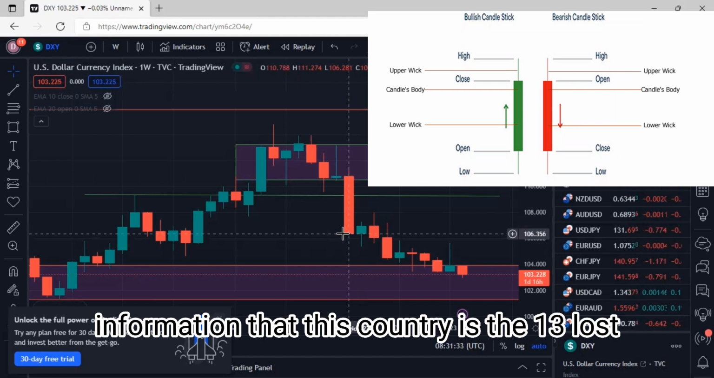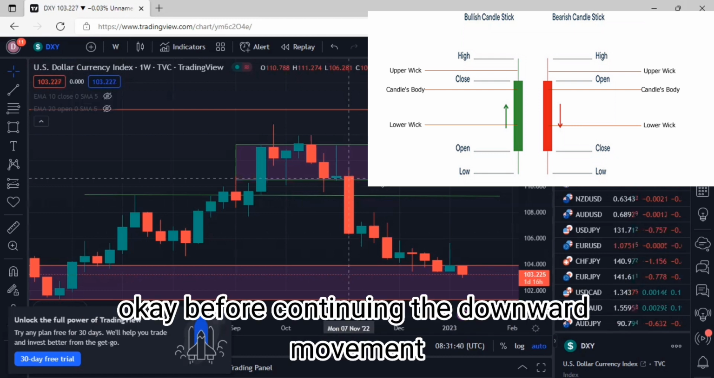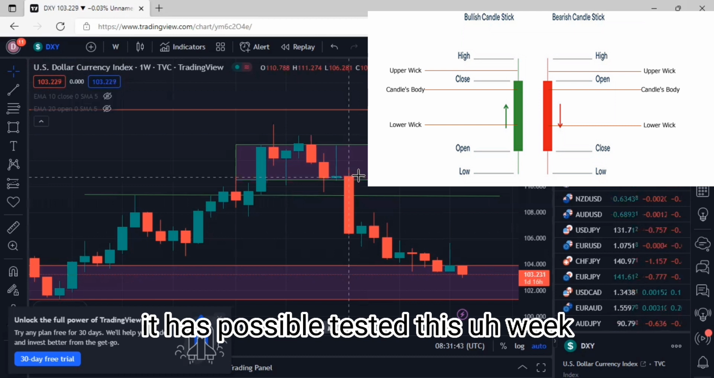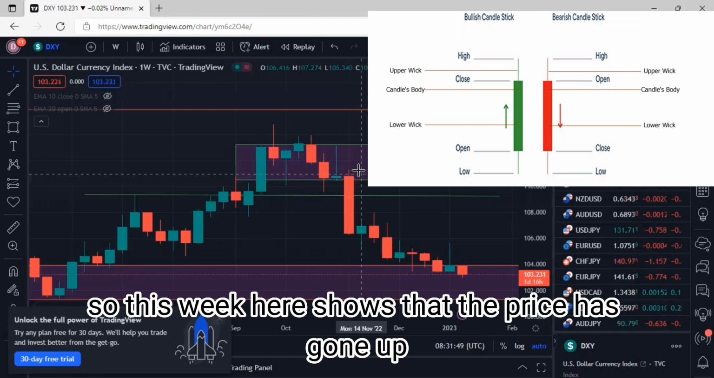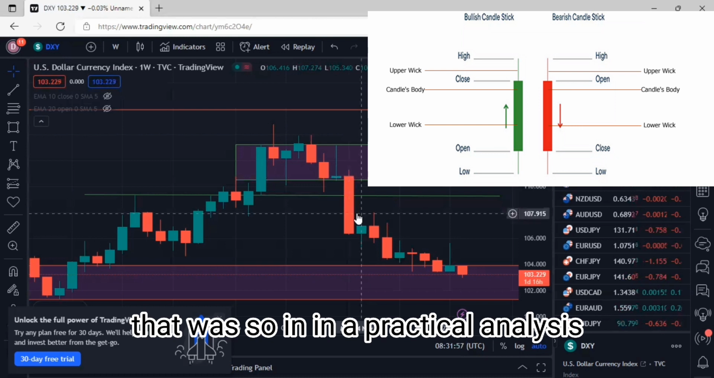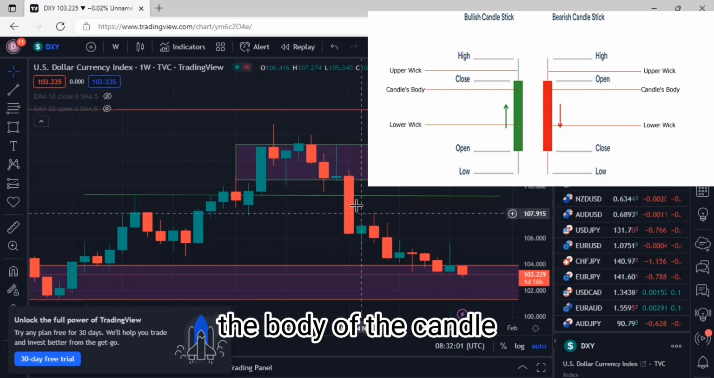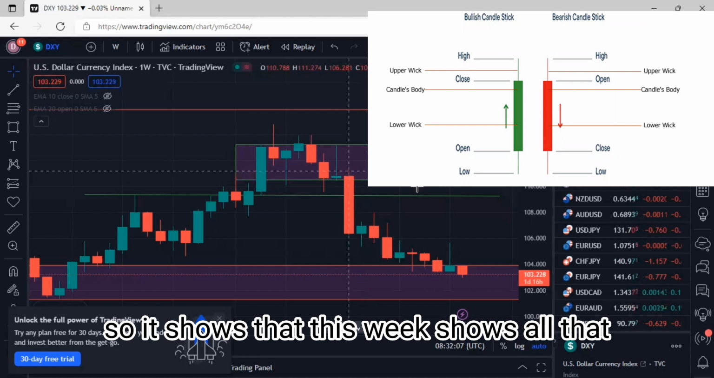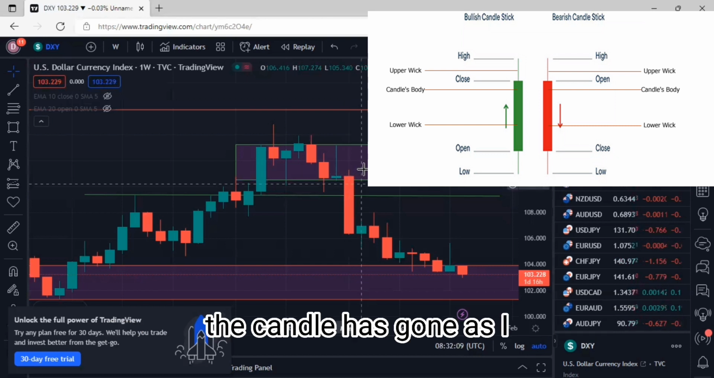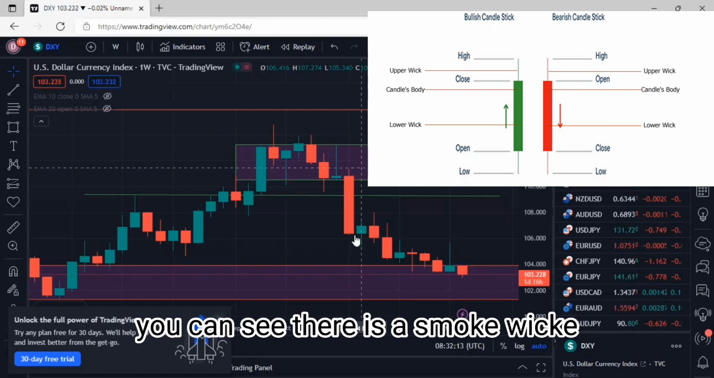But there is other information that this candle is still telling us. Aside from the candle opening from here before continuing the downward movement, it has first of all tested this wick. This wick shows that the price has gone up as far as this level before continuing downwards. In our practical analysis, you will understand how to use all those things: the wicks, the body of the candle, the width of the candle, and all that. If you see the small wick here as well, and if you can't see that, then let me use this next bearish one.